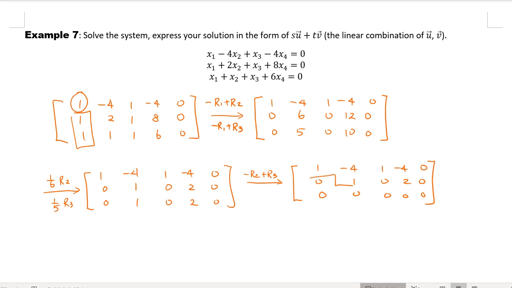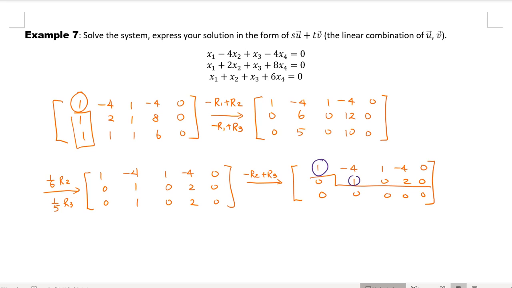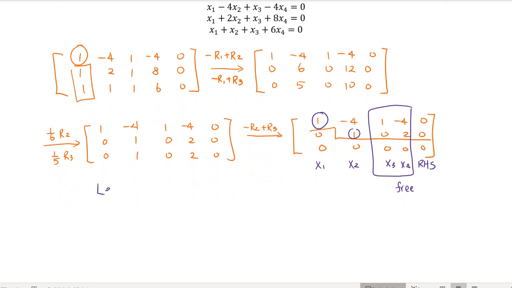Okay, now can you see the stair shape? This is the leading coefficient, this is the leading coefficient, and the columns correspond to the coefficients of x1, x2, x3, x4. This is the right hand side. Can you see x3, x4? Those columns have no leading entries. So x3, x4 are free, okay? Alright, so they are free, then we let x3 be s, x4 be t.